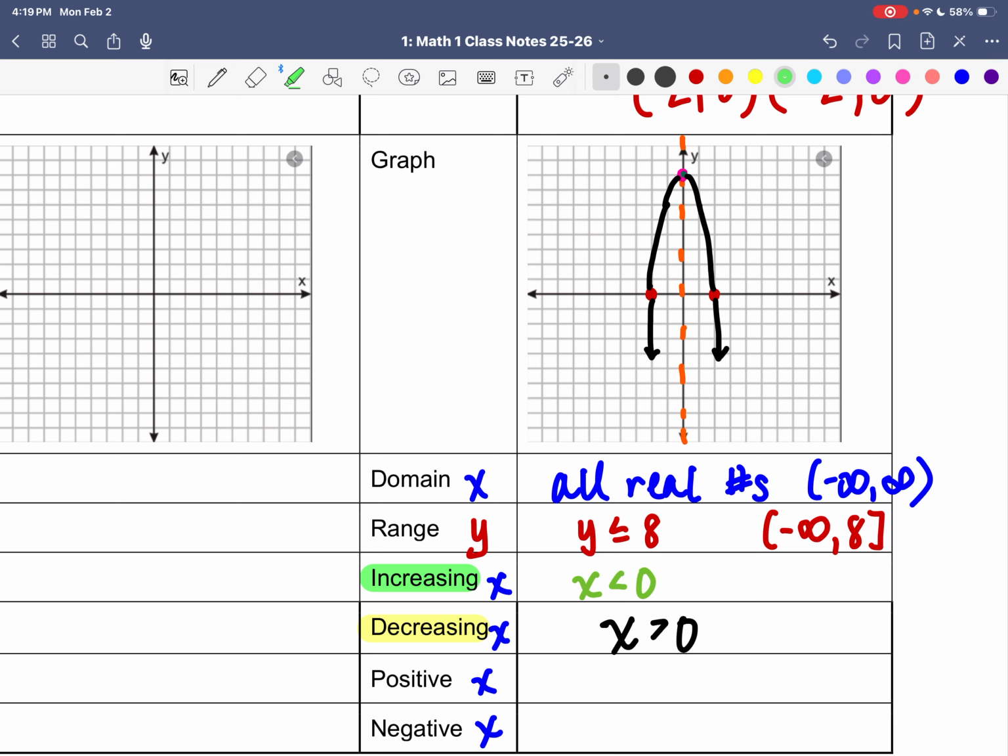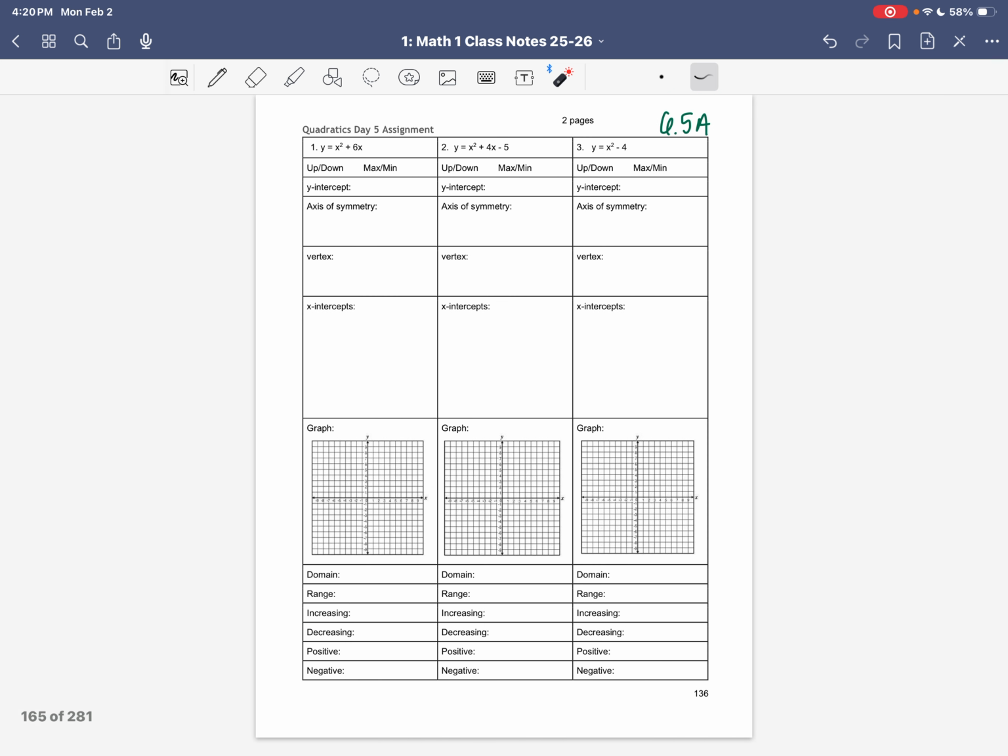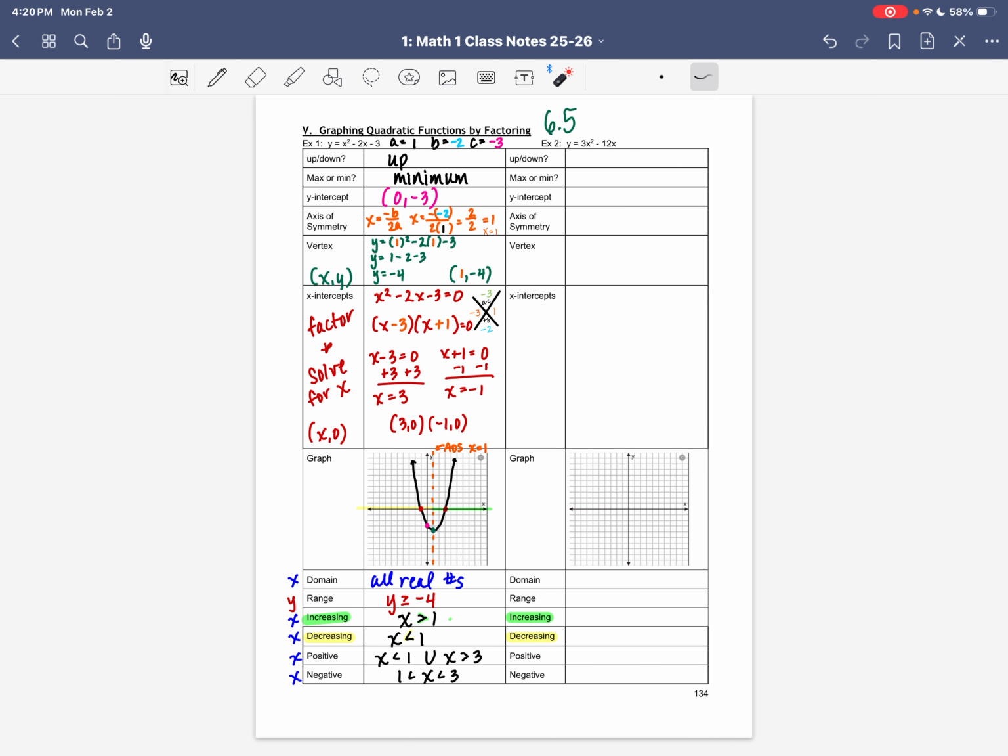And then increasing is going up, going from here to here, so x is less than 0. And then it's decreasing, going from here to here, which is x is greater than 0. And again, you don't have to worry about doing those parts right now. Those would be for challenge. But positive would be the parts that are above, which would be from here to here. And then negative would be from here to here, because these are the parts that are down. All right, go ahead, and that is what we're doing. We just added an extra step of finding your x-intercepts.